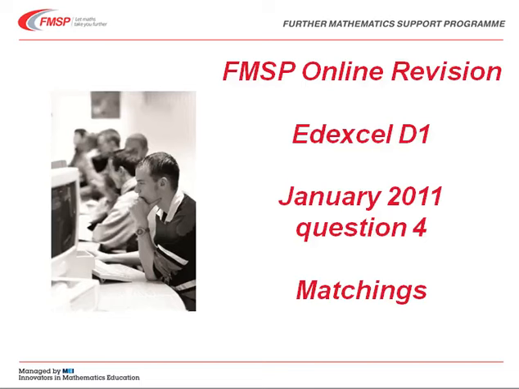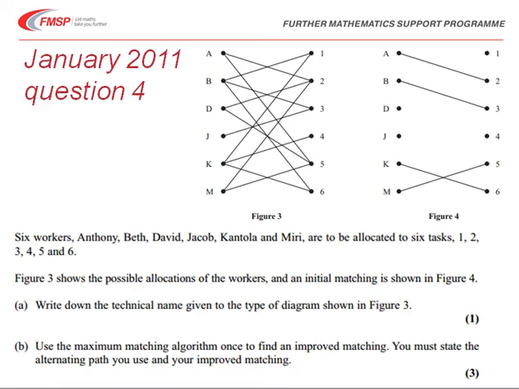In this video I'm looking at the solution to question 4 from the January 2011 Edexcel D1 paper. The topic of the question is matchings. In the question we're told that there are 6 workers who are to be allocated 6 tasks, and figure 3 shows the possible allocations of the workers, and an initial matching is shown in figure 4.